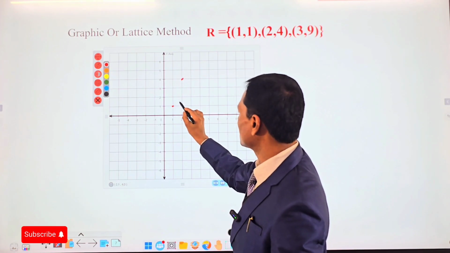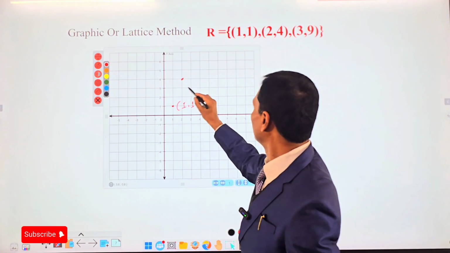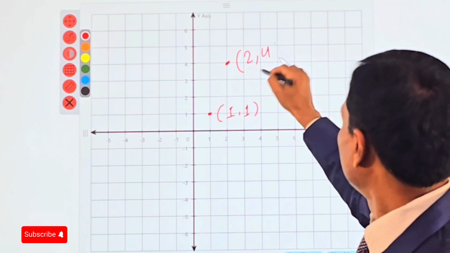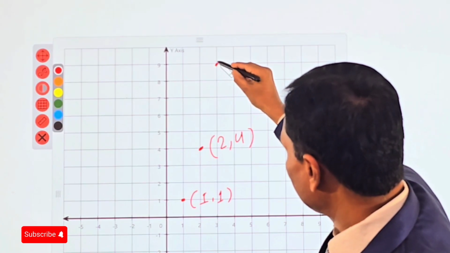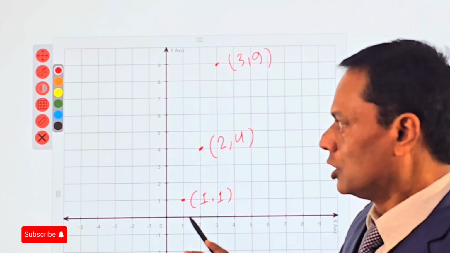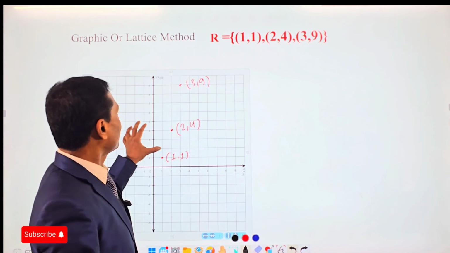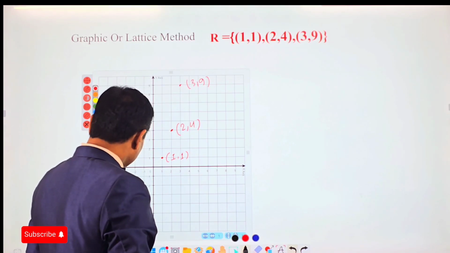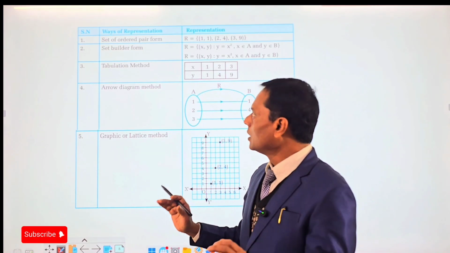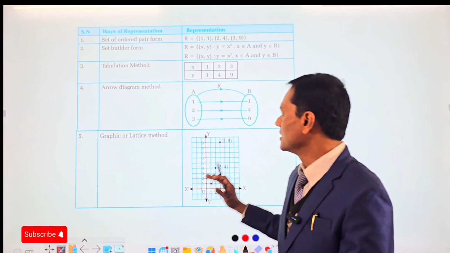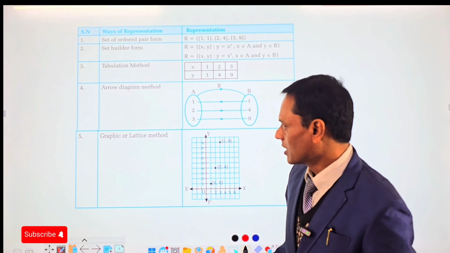Better to write the coordinates also. If you write the coordinates, that will be more clear. And (2, 4), right here. Likewise, you have (3, 9). So we have 3 and there we can write 9, right? So that is our (3, 9). Similarly, you saw the points in the graph, and such a method is called the graph or lattice method. So likewise, I have written all the methods of representing the ordered pairs in the table: set of ordered pairs, set builder form, tabulation method, arrow diagram, and graphic or lattice method.